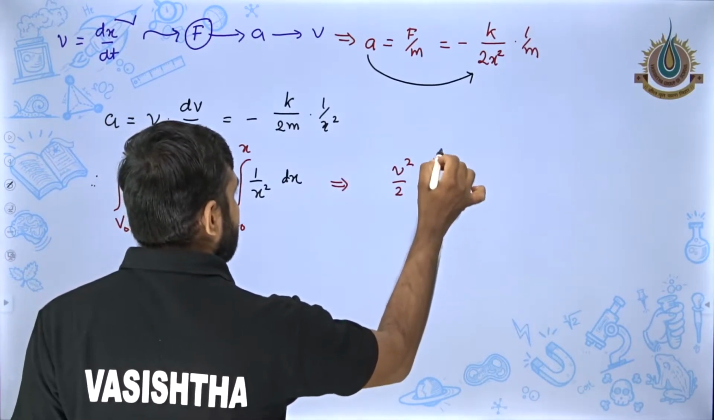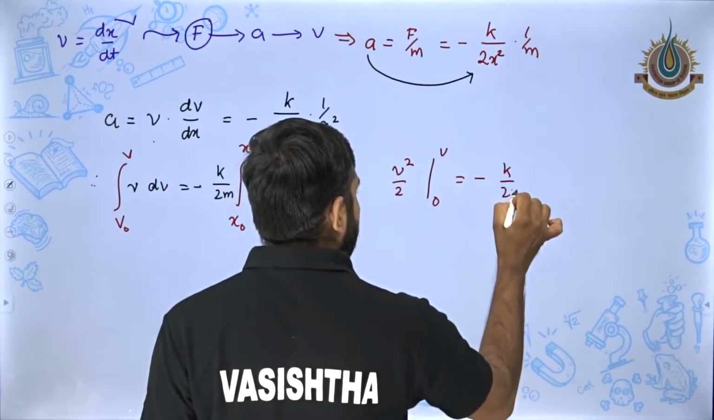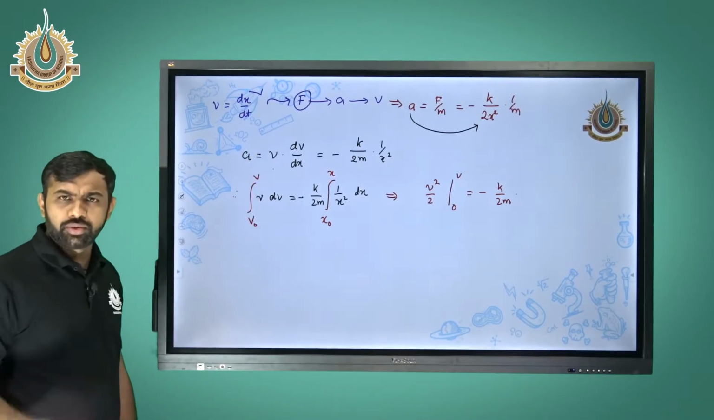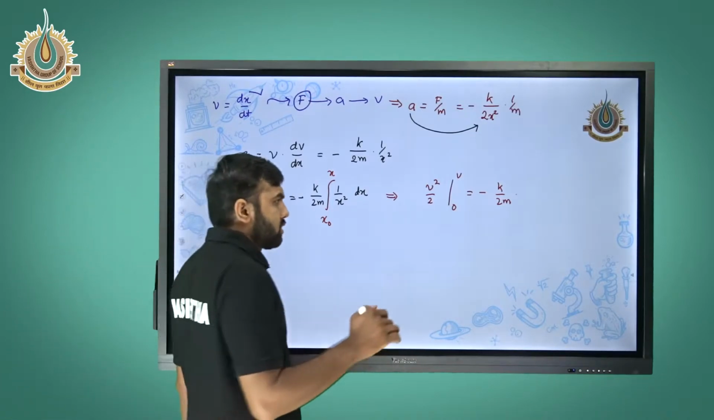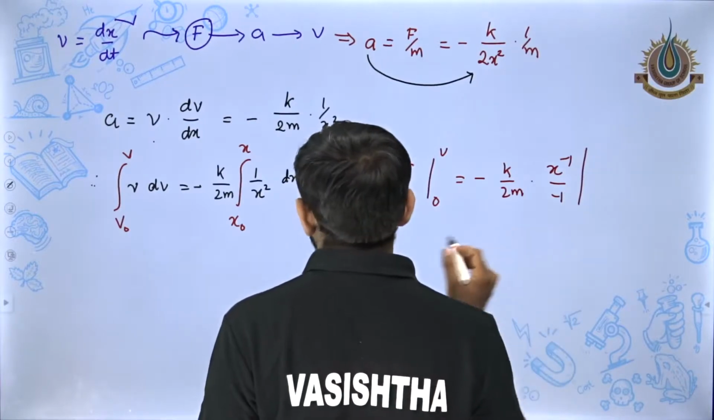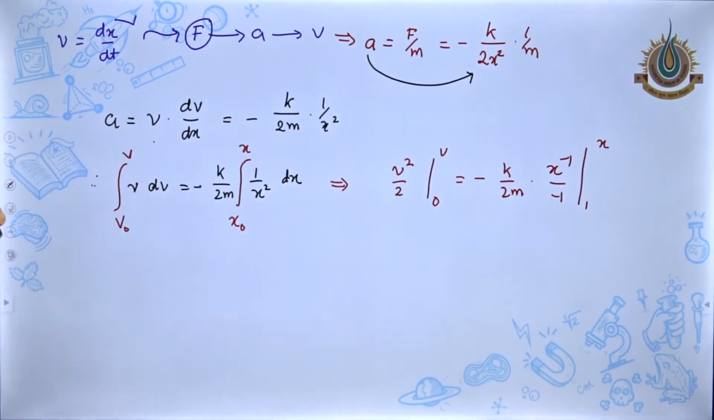The limit is 0 to v, and it is equal to minus k by 2m. That's 1 upon x square comes in numerator, that's x raised to minus 2. The integration of x raised to minus 2 is x raised to minus 2 plus 1, so x raised to minus 1 upon minus 1. Limit is 1 to x. Okay. Now you just simplify this equation.